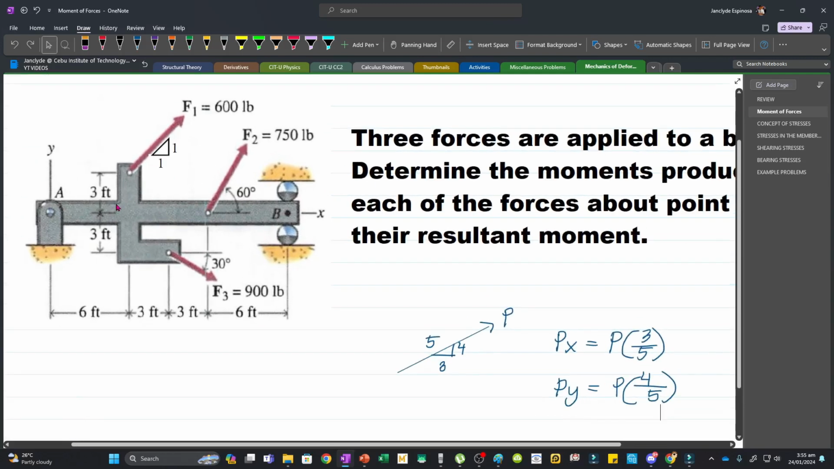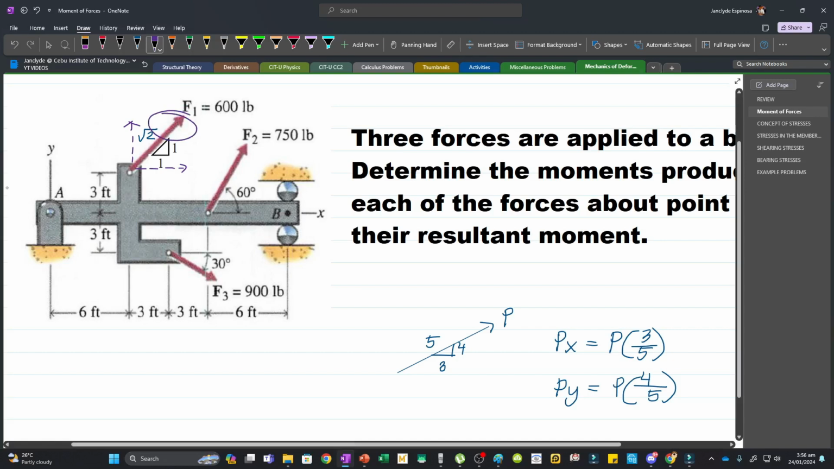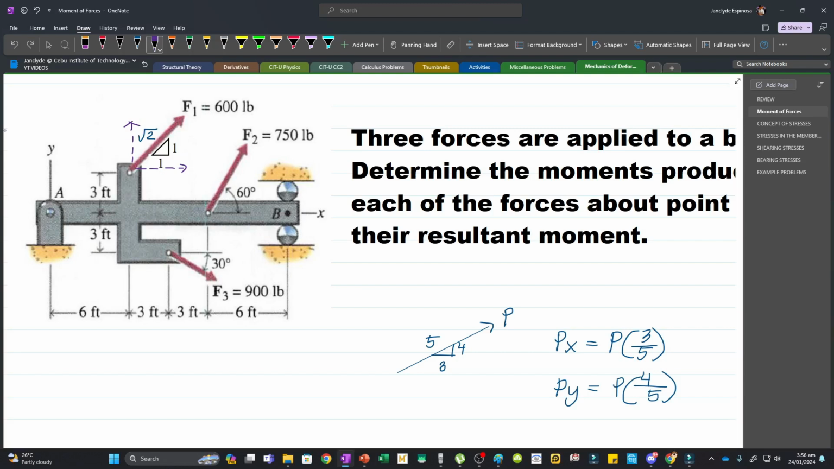So this is actually square root of 2. And so now, we can resolve this into components. And so we have a vertical force here and a horizontal force here. Now take note that if you'll resolve a force into components, then you will consider the direction. Since this is pointing upward and then to the right, the component will be upward and acting toward the right. So this is F1x and this is F1y.